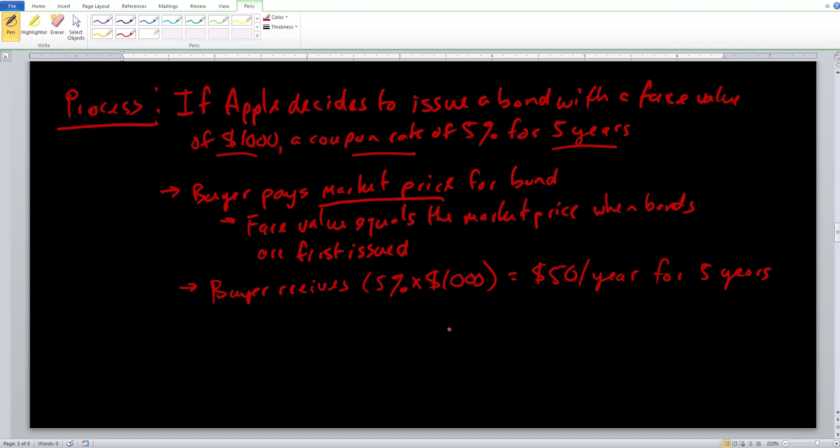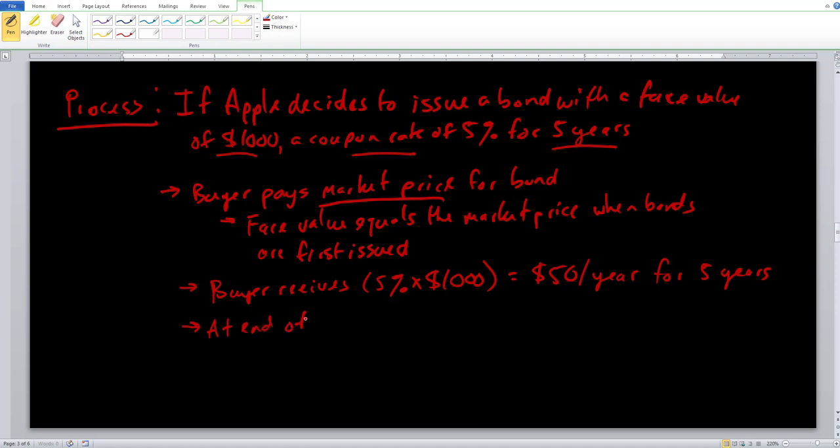Year 1, you get $50. Year 2, you get $50. Year 3, year 4, year 5, you're going to receive your $50 because this is what the bond contract stipulates. At the end of the 5th year, however, what is expected to happen? Not only do you receive your $50, your final coupon payment, you're going to receive your face value.